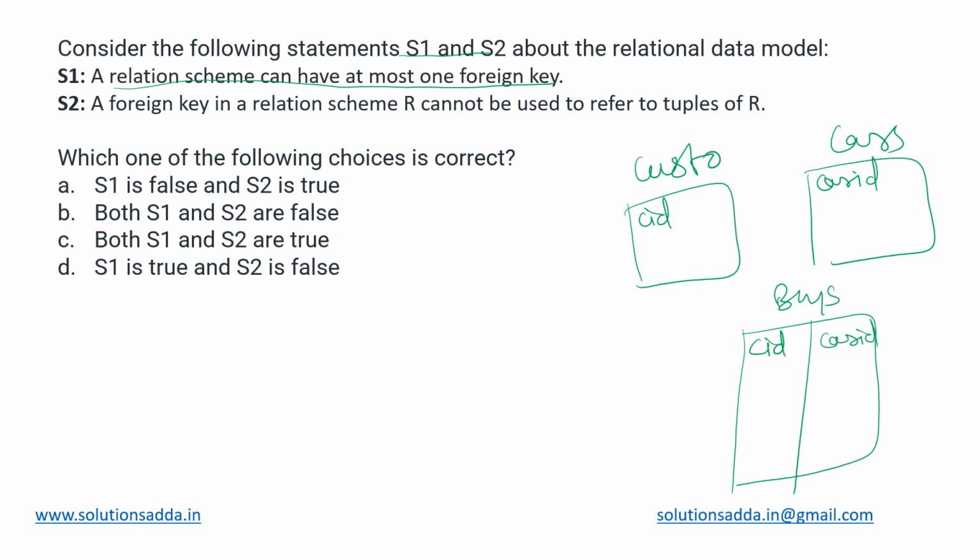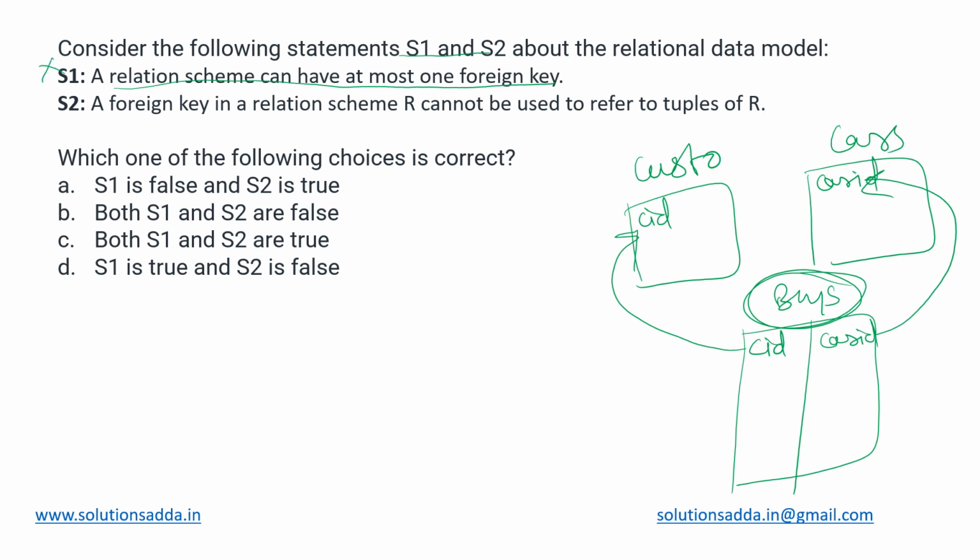It will have the entries of the customer and the car which they bought. So this CID is the customer ID referring to the customer table, and this car ID is a foreign key referring to the car ID in the cars table. So this buys relation itself has two different foreign keys. In the same way, we can have any number of foreign keys in a relation. There is no restriction on its number. So the first statement is incorrect.